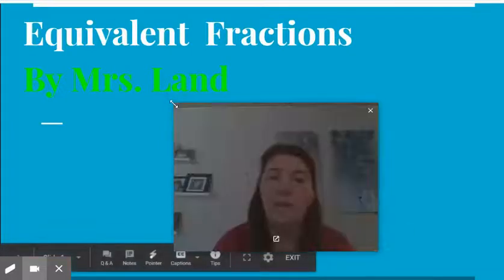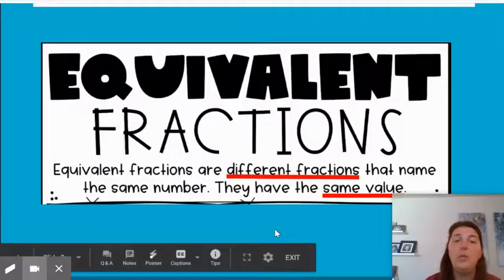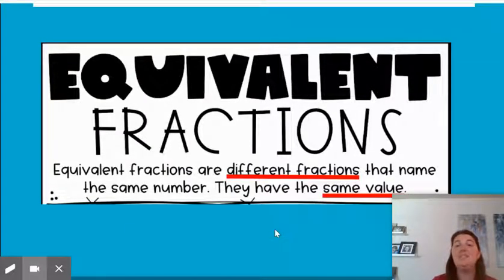So first off, I'm going to tell you what exactly equivalent fractions mean. Equivalent fractions are different fractions that have the same value. They've got different numerators and different denominators, but when you look at them, they have the same amount. They're talking about the same amount, even though they're using different numbers. So think of equivalent as equal. It has that same beginning, that same root. Equivalent means that the two fractions are equal.